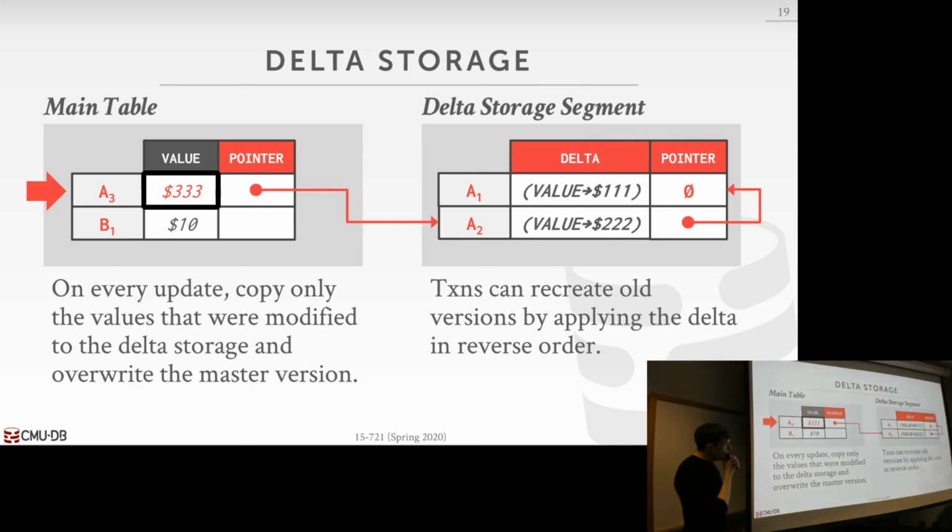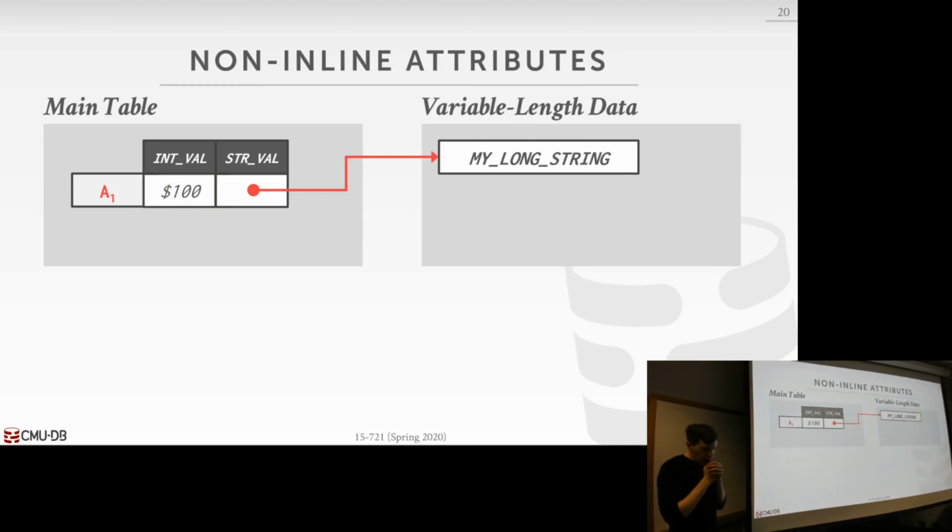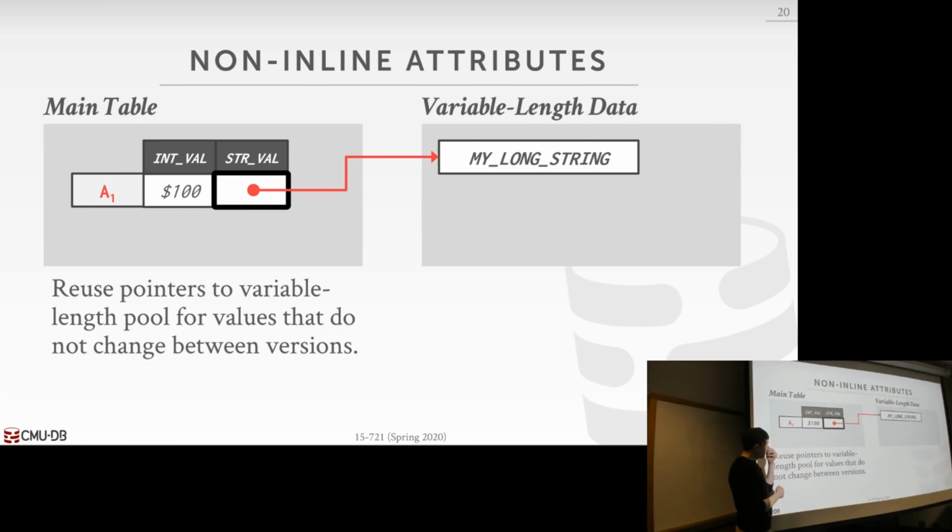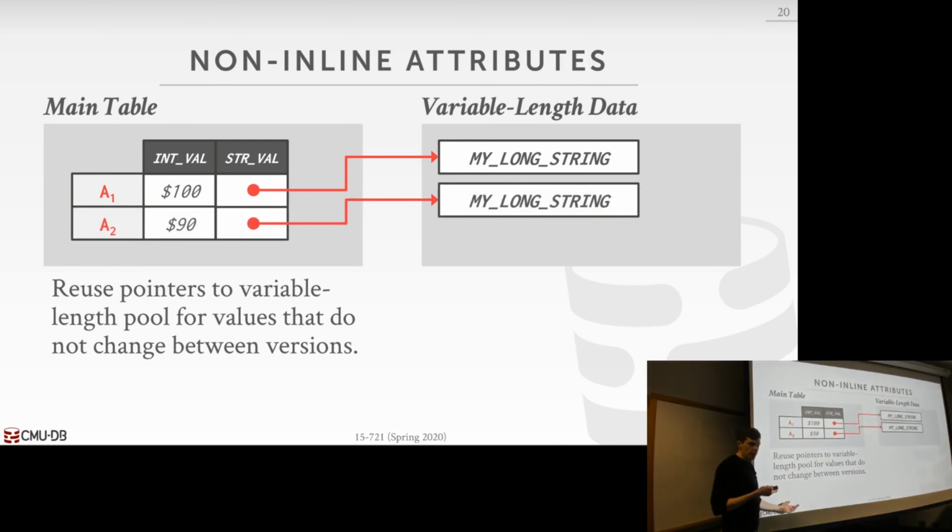All right, cool. So one additional problem, though, if you're doing append only, and this is why I think the delta store is better, is that if you have string values that are stored in the variable length data pool, every single time I create a new version, I have to make a copy of this tuple, or of the variable length data, so that my next version can have its own pointer.